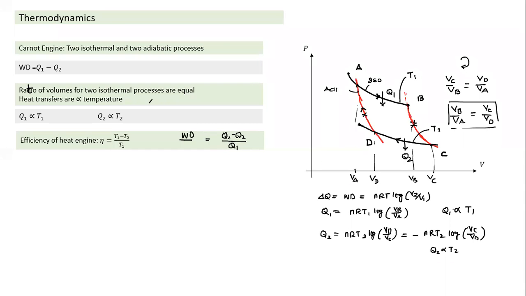In place of Q1, I can substitute K into T1, so T1 minus T2 by T1 becomes the efficiency, because the ratios of volumes are same. So the efficiency of the engine is higher temperature minus lower temperature divided by higher temperature. Fairly simple. There's nothing to memorize here. This is the efficiency of the engine.